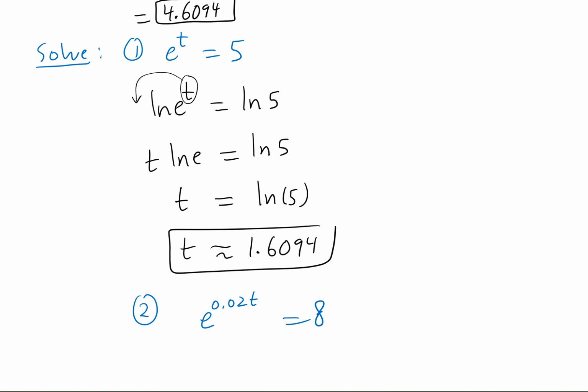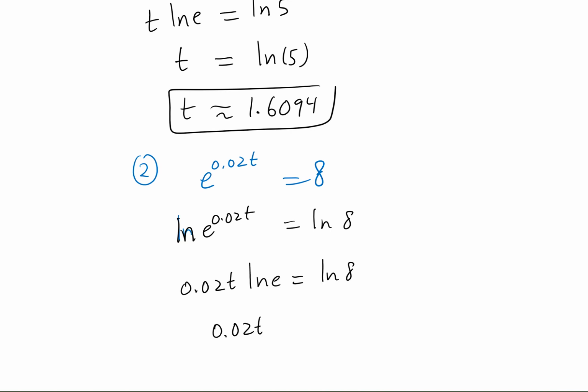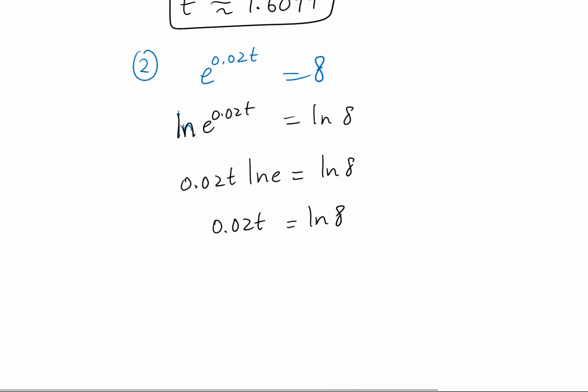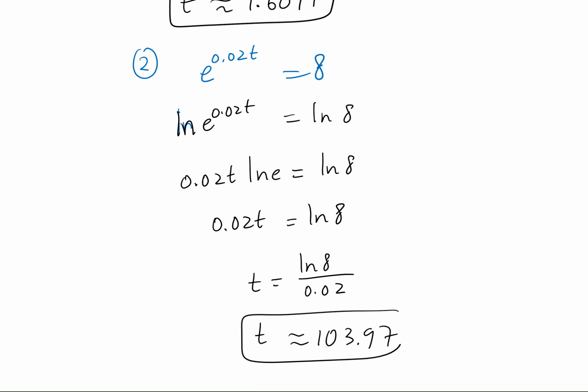Next one. Again, we do natural log both sides. Bring that down. Natural log of e is 1. Then t would be natural log of 8 over 0.02. And if you put that into the calculator, that gives 103.97. And I highly recommend, if you have a calculator, do it now. Make sure you know how to use it.